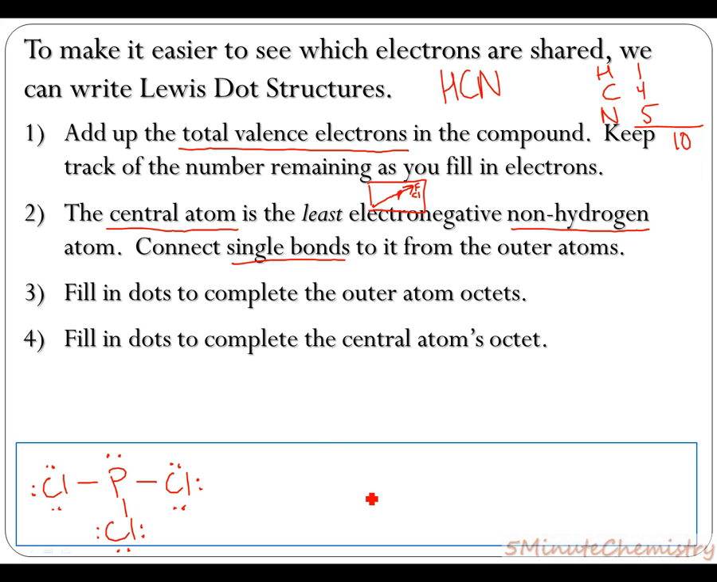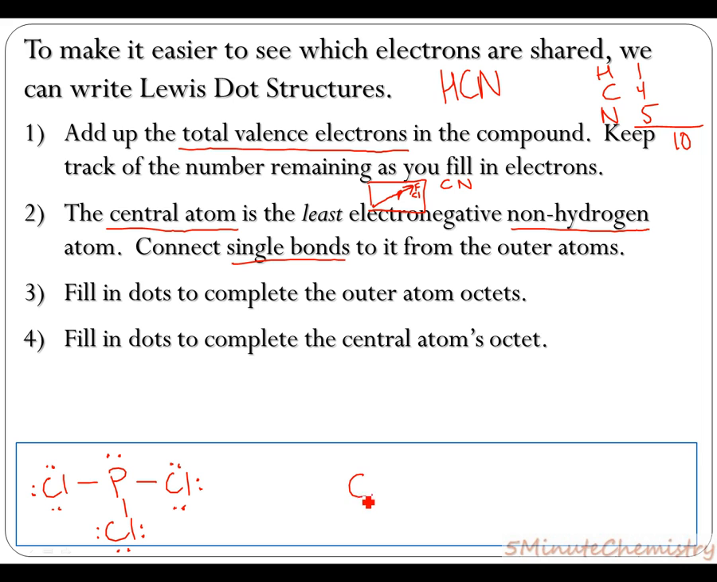I'm going to begin by looking again for the central atom, the least electronegative atom that is not hydrogen. So hydrogen's out. Between carbon and nitrogen, we find carbon and nitrogen in the same period. Carbon is to the left of nitrogen, so it is the less electronegative.